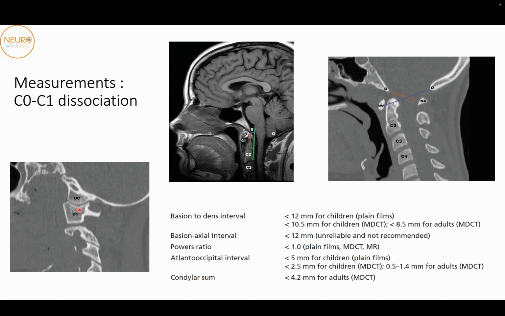Another thing which can be done is basically to measure the distance between the occipital condyle and the C1 right in the middle of the joint, and sum both of them on both sides, right and left. If it is less than 4.2, it is normal. More than that, it indicates C0, C1 dissociation.